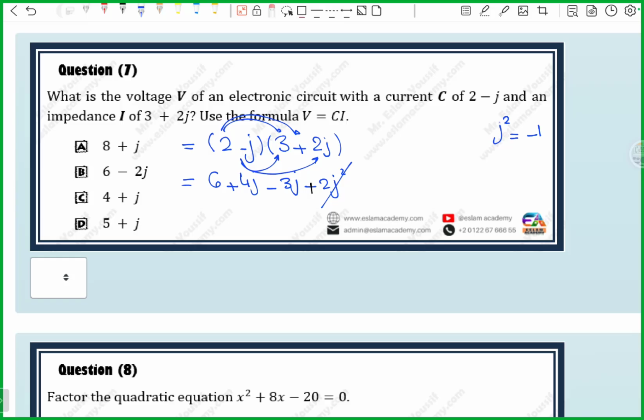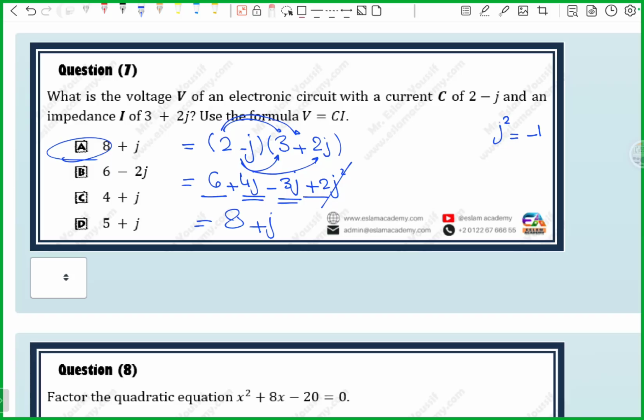Any problem for this one? Is the answer C? I didn't calculate it. Now we have not C, because we change the sign and it becomes plus. So we have 6 plus 2 equals 8, and 4j minus 3j is plus j. The answer is A.